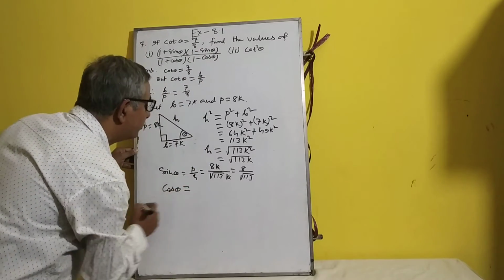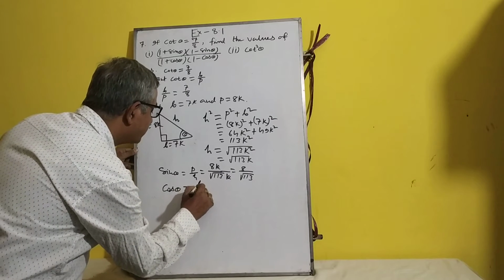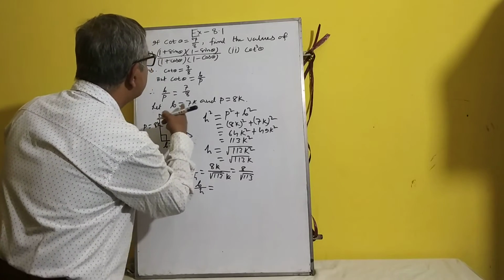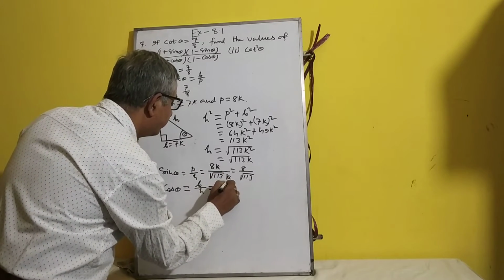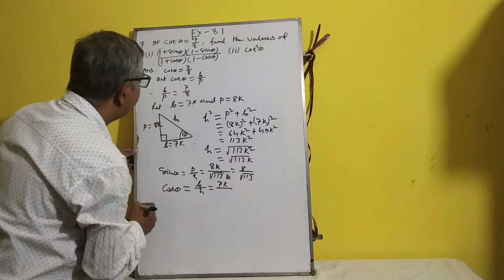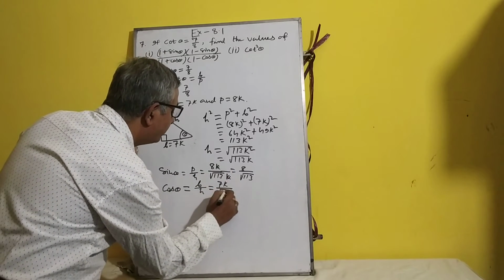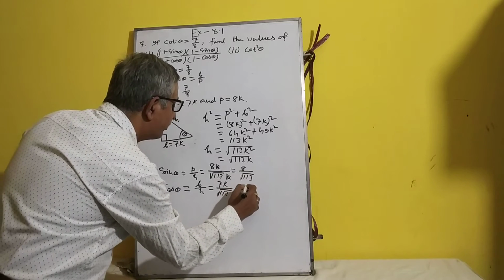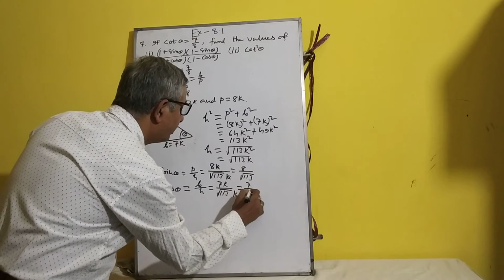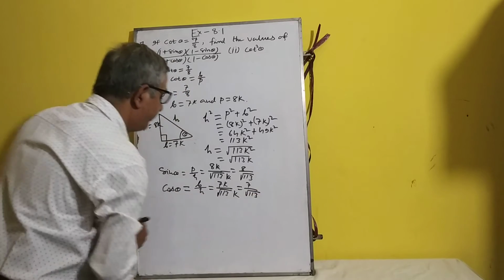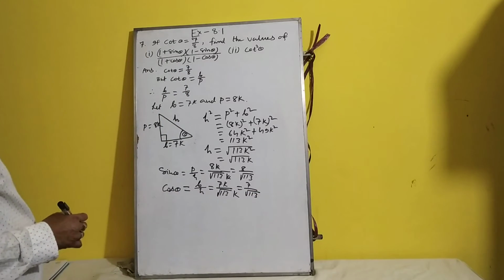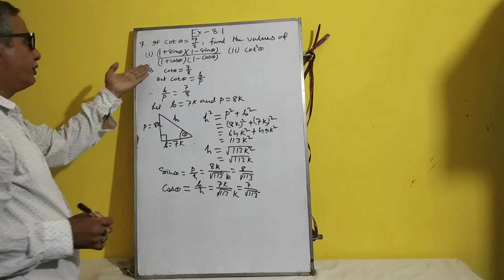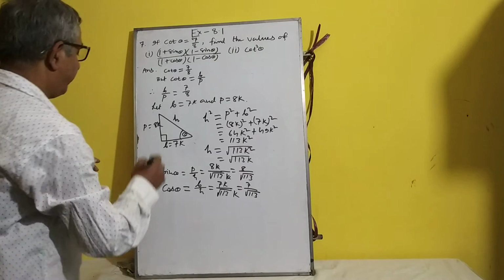Cos theta is equal to base by hypotenuse. Instead of base, what are we supposed to write? 7k. And hypotenuse, root 113 k. So you are getting 7 by root 113. Now you know the value of sin theta and cos theta. So sin theta, cos theta, you put here in this question, you will get the answer.